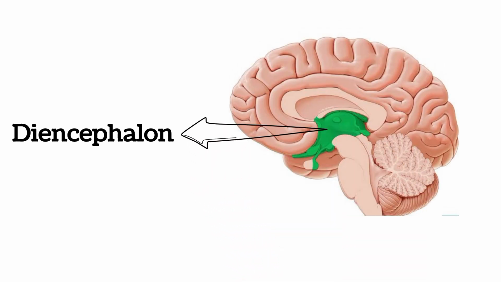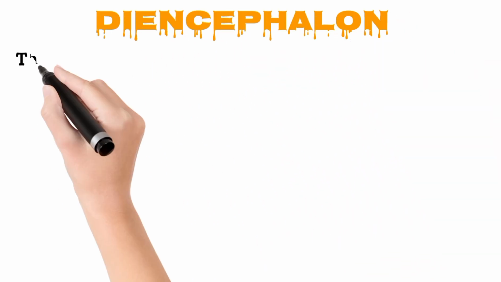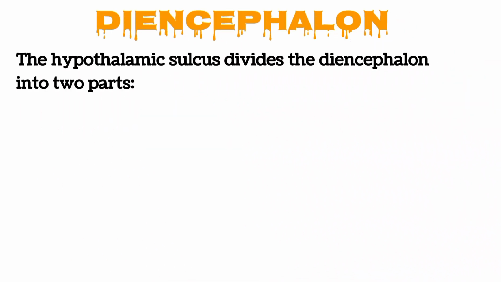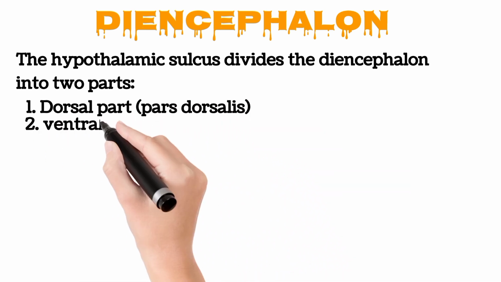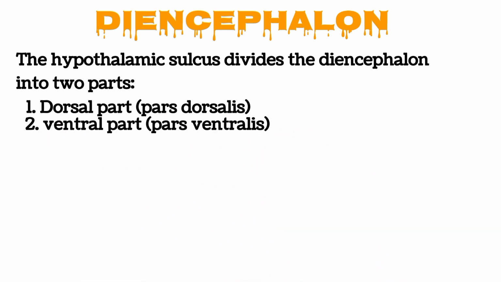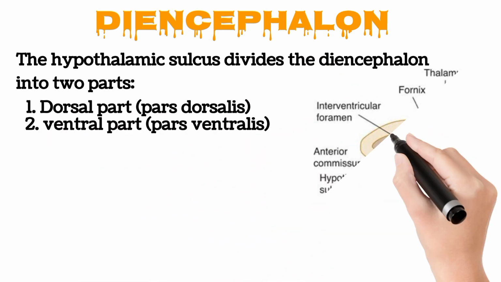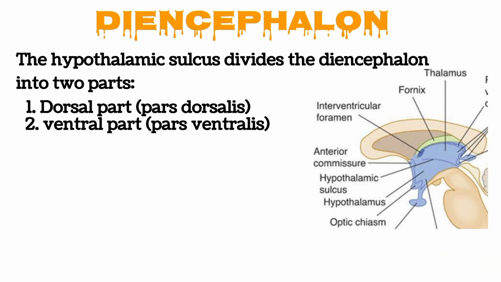Today we will learn about Diencephalon. Diencephalon is divided into two parts by hypothalamic sulcus: dorsal part or pars dorsalis and ventral part or pars ventralis. We can see in the figure the hypothalamic sulcus.